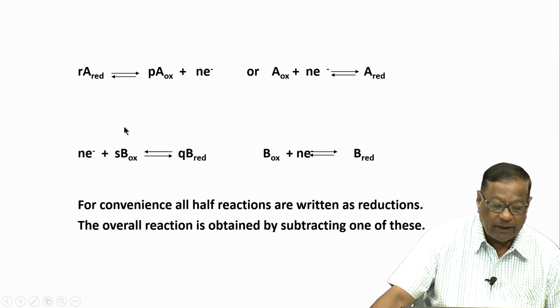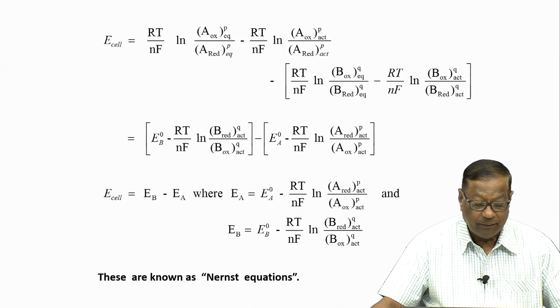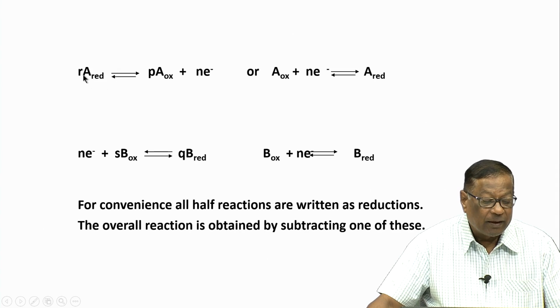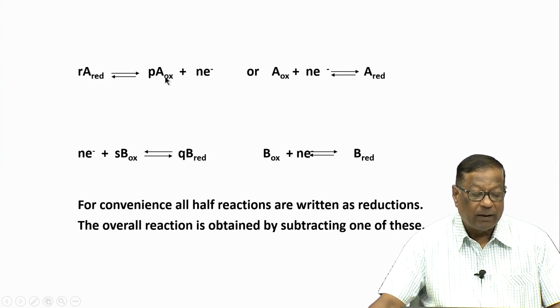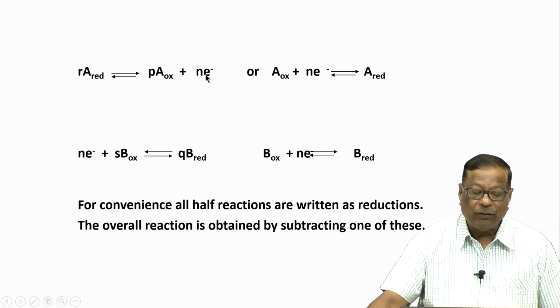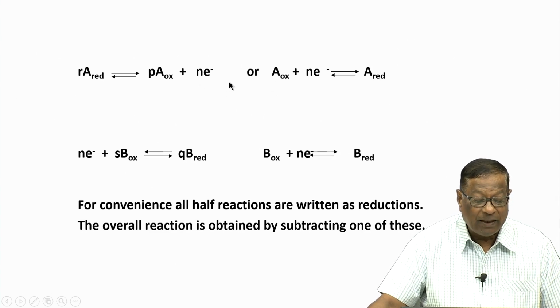I can write the previous Nernst equation, E_A is equal to E naught A, etc., in terms of a reduced species and oxidized species. R molecules of A reductant goes to P molecules of A oxidant plus Ne minus. It has to be associated with the release of electrons. Or I can simply write A oxidant plus Ne goes to A reductant.